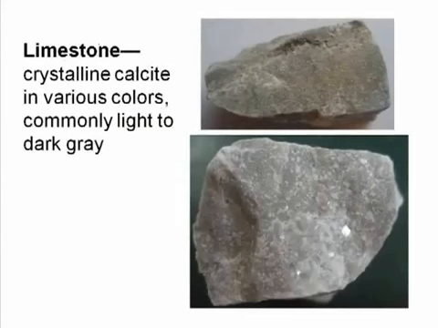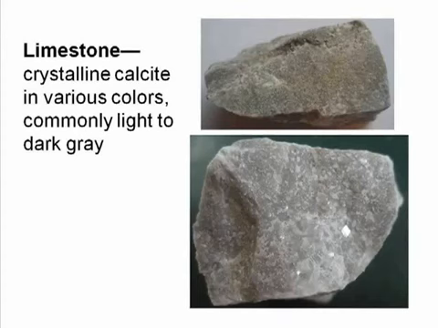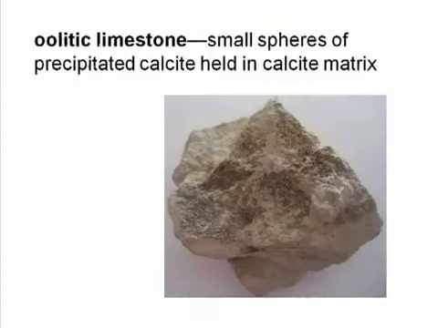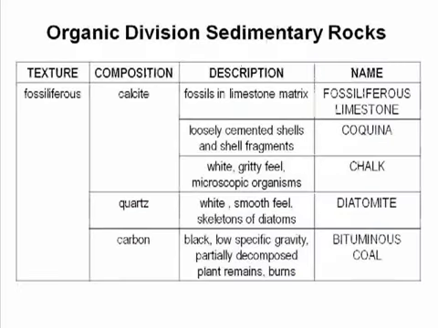Limestone, or crystalline limestone, is intergrown crystals of calcite in various colors, commonly from light to dark gray. Oolitic limestone, made of oolites, or small spheres of calcite cemented together in a calcite matrix, may be light to dark in color. Organic division sedimentary rocks have a fossiliferous texture.